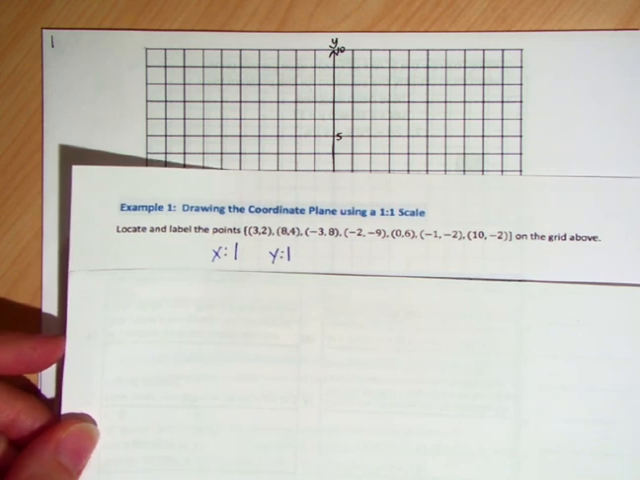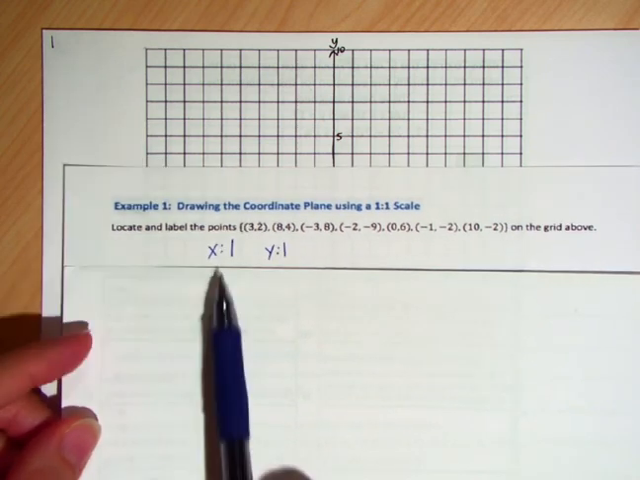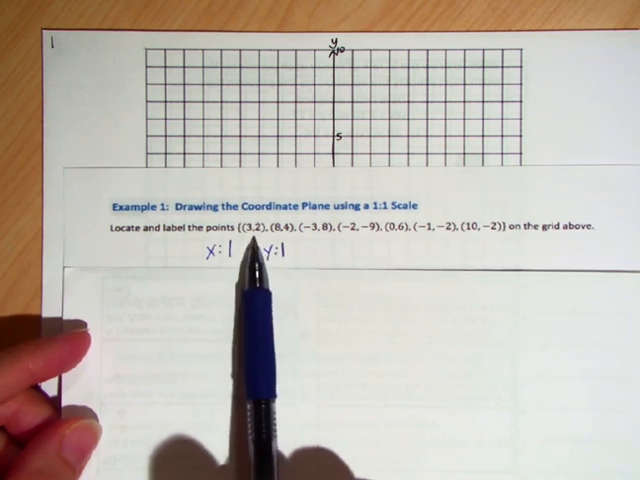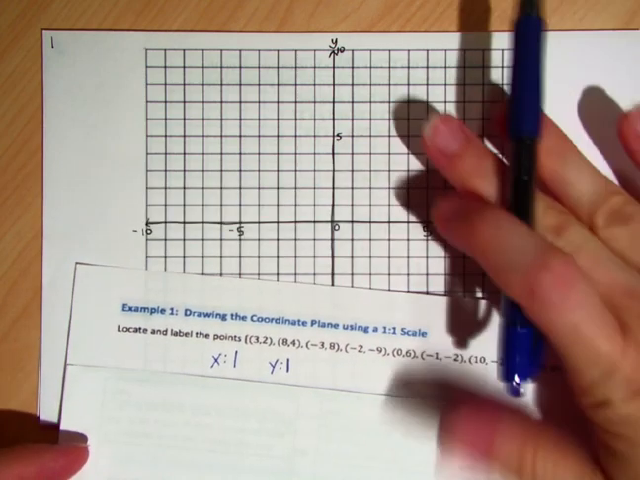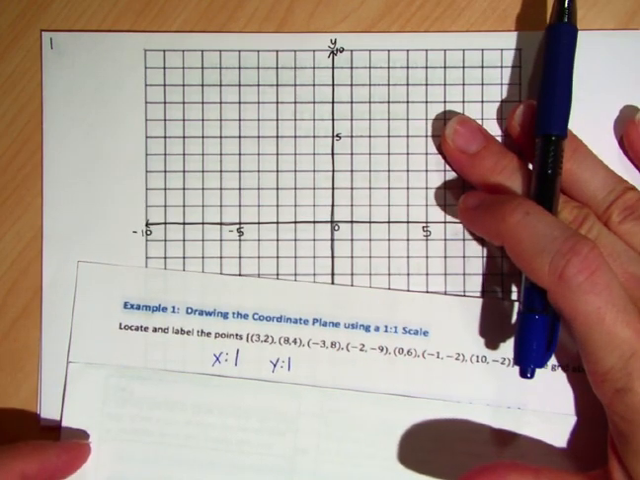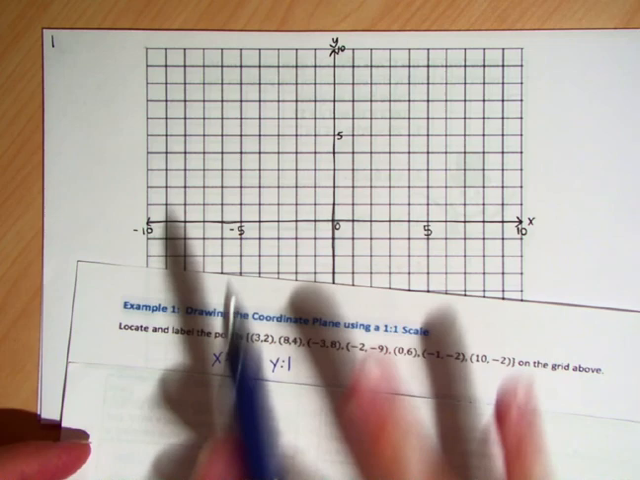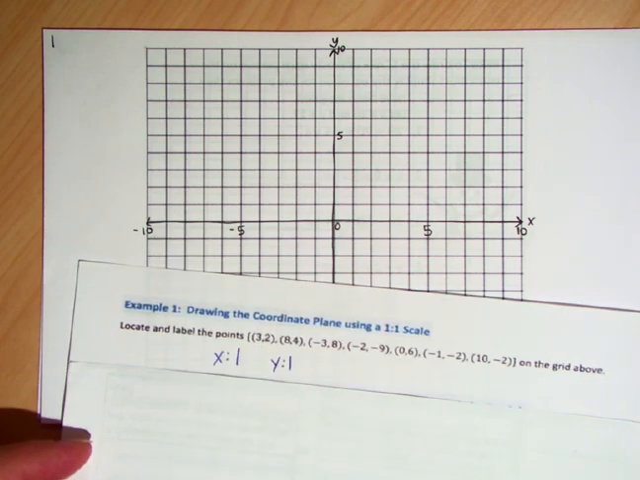So for each problem, we're going to figure out our intervals, and then we're going to plot some points. Okay, so I've made all of my grids. I'll just tell you how I found the range and decided what to do, and then we'll plot our points and move on to the next one.